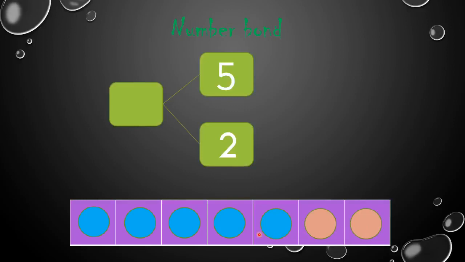So here are 5 blue counters and 2 pink counters. Now let's count all together. 1, 2, 3, 4, 5, 6, 7. Wow, that's great. So what will be the whole number here? 7. So 5 and 2 makes 7. That's good. Now we'll go for the next.